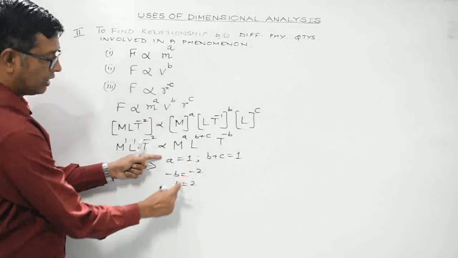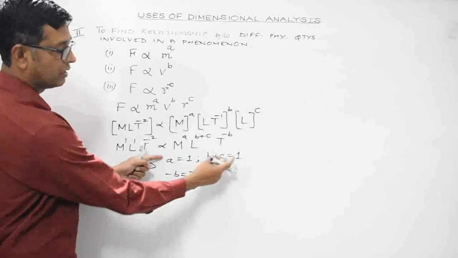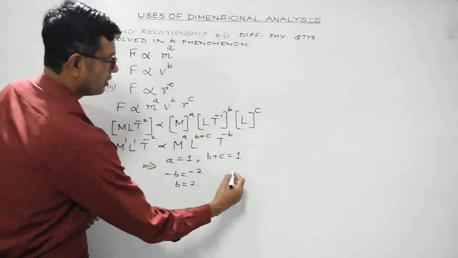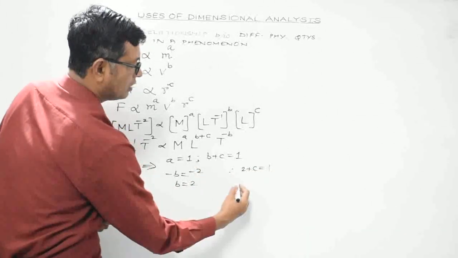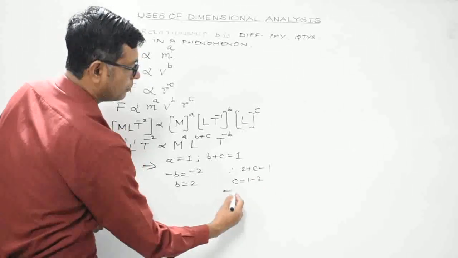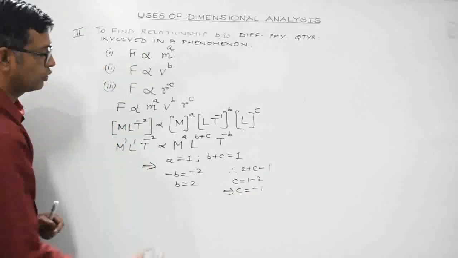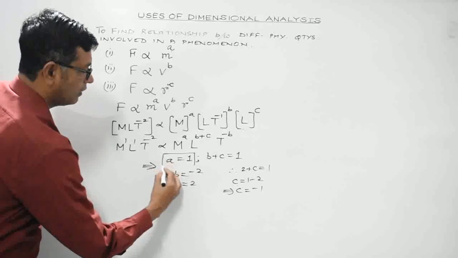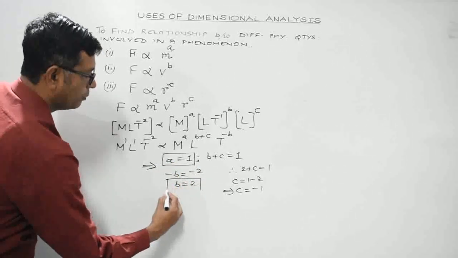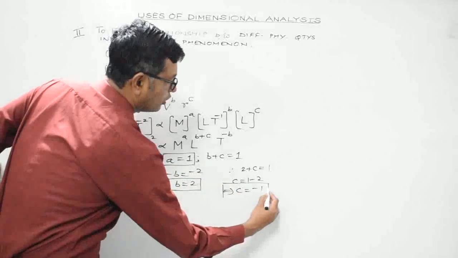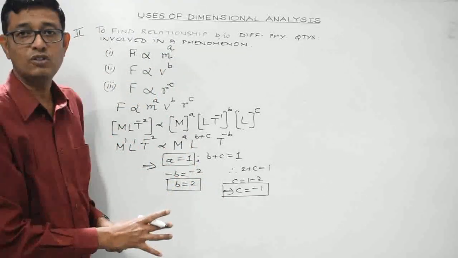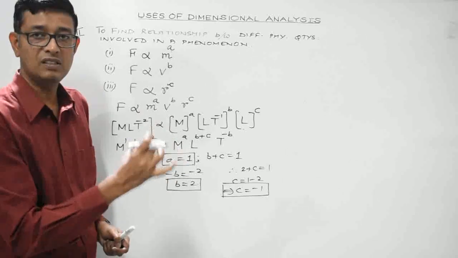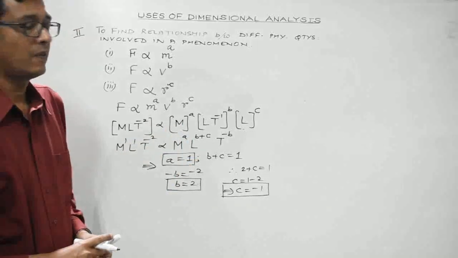Knowing the value of a and b and substituting it over here, we can easily get the value of c. Therefore, the value of b is 2. So 2 plus c is equal to 1, or c is equal to 1 minus 2, which implies that c goes to minus 1. So we obtained the value of a, b, as well as c. Right? This is how the unknown values a, b, c are to be determined.